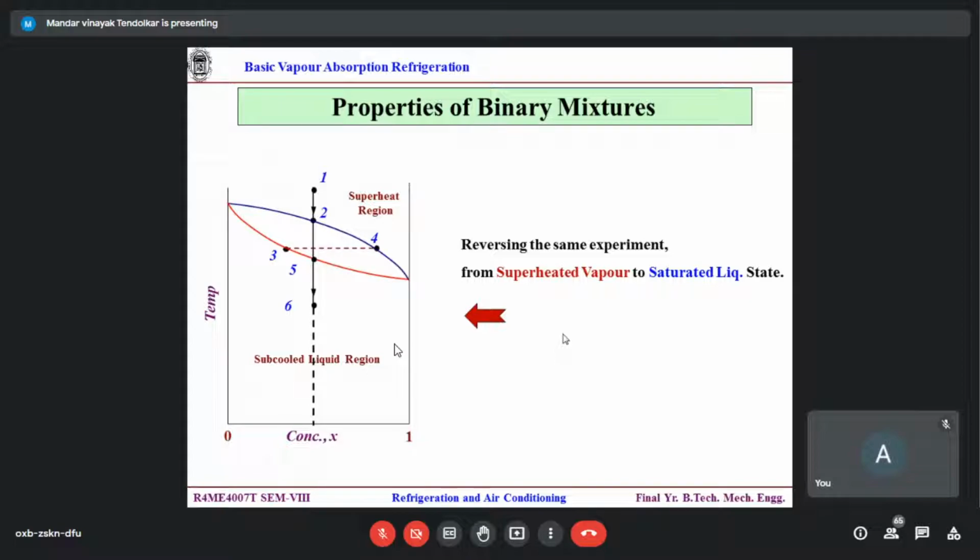Correct? You change the concentration, you will get one red locus, one black locus. Right? 2 loci. The red locus, we call it the equilibrium boiling line. The black locus, we call it the equilibrium condensation line. And this is for one particular pressure. You change the pressure, you will get this loop for multiple pressures. So multiple loops for multiple pressures. Fine.